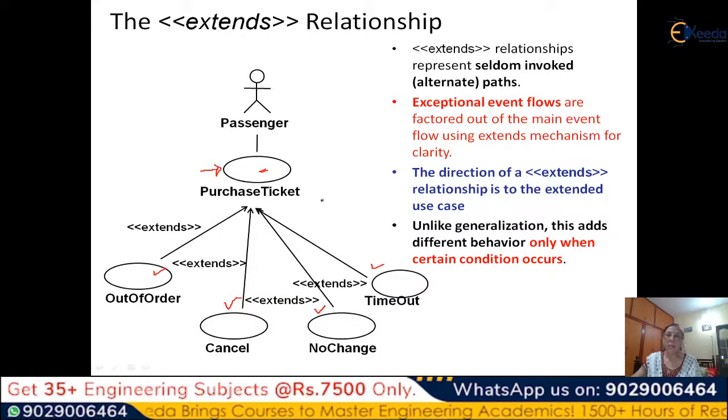So what happens? The direction of the extend relationship is to the extended use case. That means purchase ticket is extended for all this, but the arrow will be on the other side. The arrow will be towards the base use case. And unlike generalization, this will always add the different behavior only when certain conditions occur. They are all conditional occurrences, under conditional behaviors. Whereas in the generalization, we did not have conditional. We had just additional because it's a child.